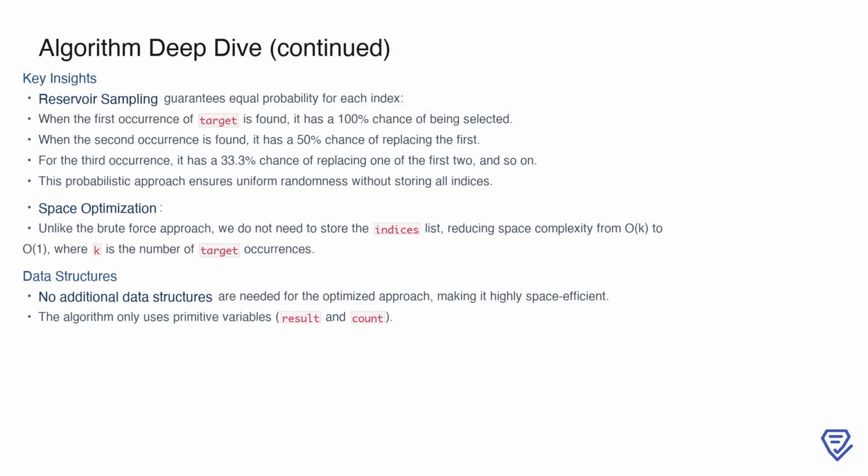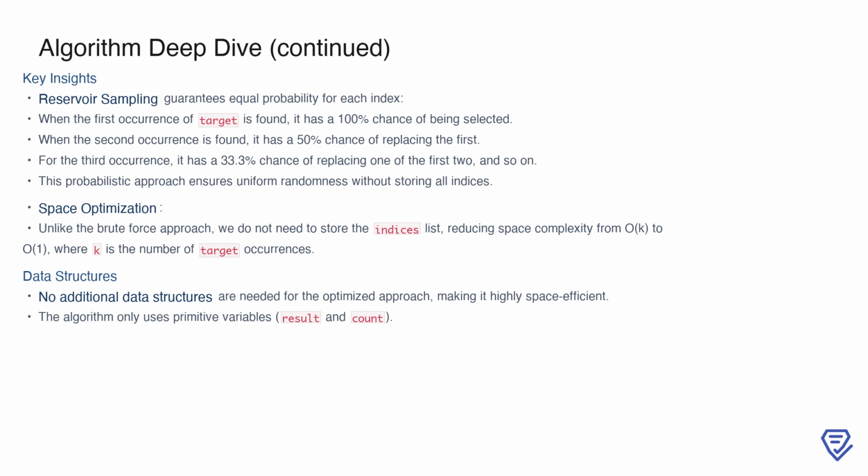Reservoir sampling ensures that each index of the target is chosen with equal probability. The way this works is rooted in the probabilities assigned during the traversal. When the first occurrence of the target is encountered, it has a 100% chance of being selected because it's the only candidate. When the second occurrence is found, it has a 50% chance of replacing the first, as the random number generation ensures fairness. For the third occurrence, it has a 1/3 chance of replacing one of the first two, and this pattern continues for subsequent occurrences. This approach guarantees uniform randomness without needing to store all indices.